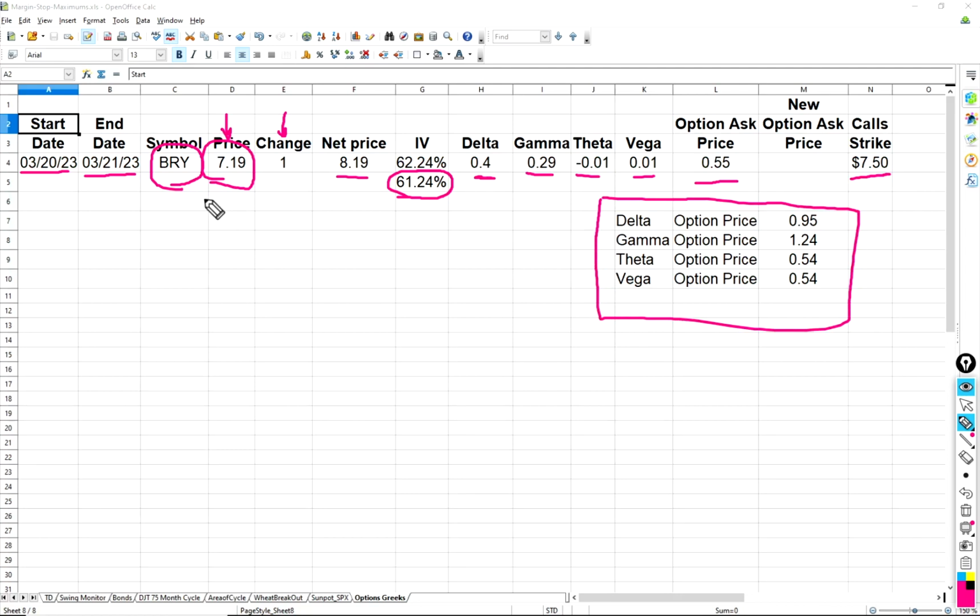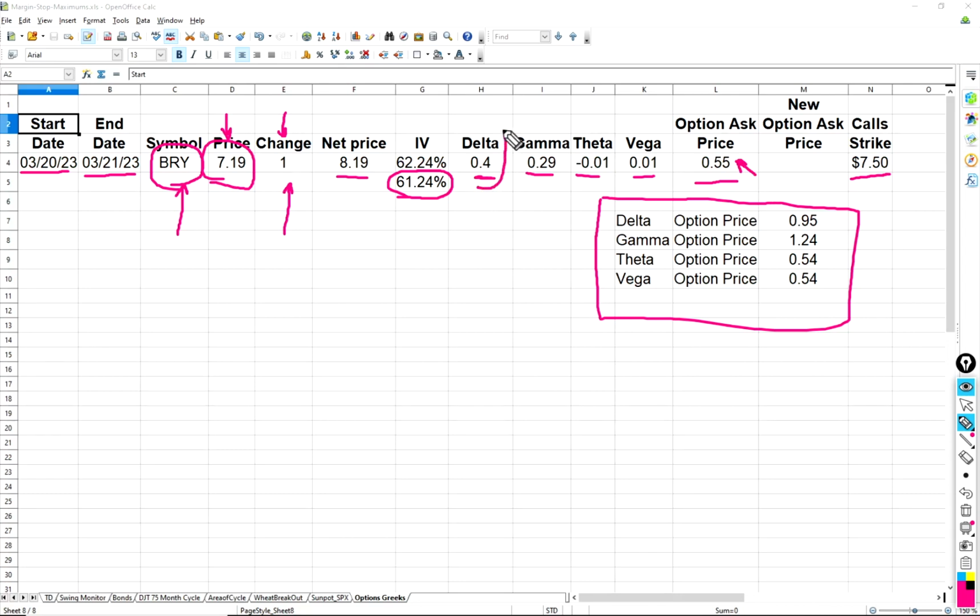Okay, so let's dive into and demystify this whole thing. Let's talk about delta. Delta is for every 1 point that the underlying symbol, in this case this stock BRY, moves. Point is a terminology used in trading futures. So for stock, 1 point would mean $1. So for every $1 this stock moves, the delta is telling us that the price of the option, not the stock, but the price of the option, which is right here, would move by 40 cents.